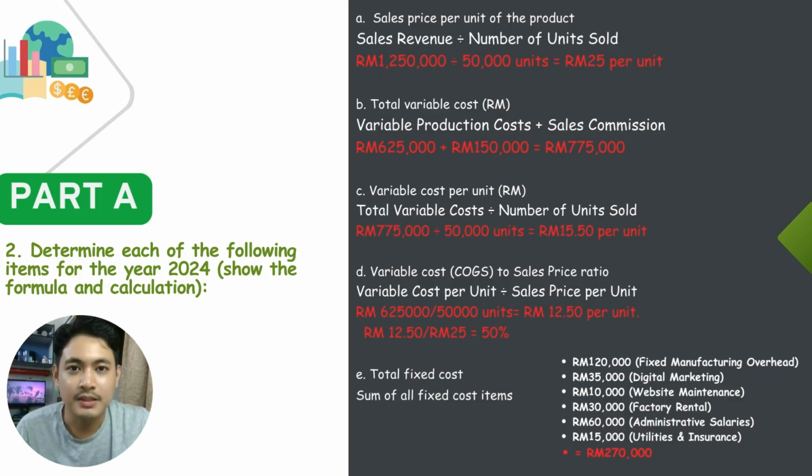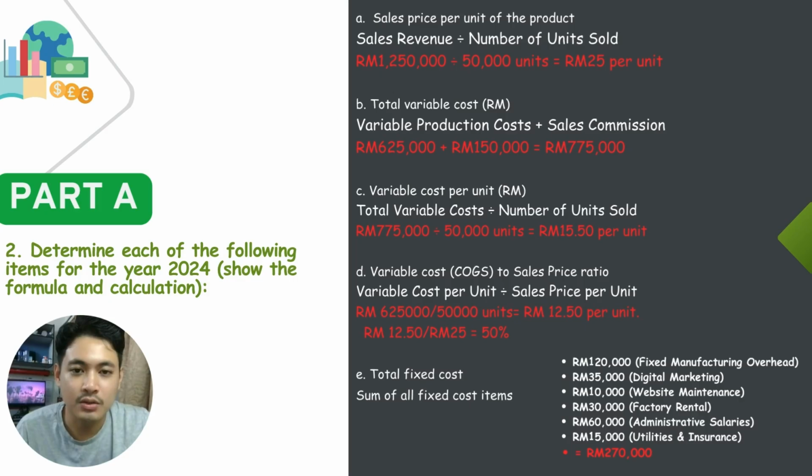My part A is to determine each of the following items for the year of 2024. The first one is sales price per unit of the product. How do we find it? It is sales revenue divided by number of units sold, which is 1,250,000 ringgit divided by 50,000 units. So sales price per unit is 25 ringgit.